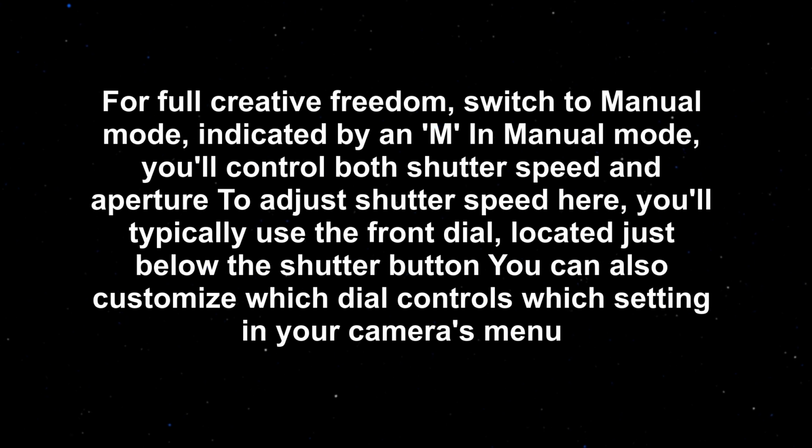For full creative freedom, switch to manual mode, indicated by an M. In manual mode, you'll control both shutter speed and aperture. To adjust shutter speed here, you'll typically use the front dial, located just below the shutter button. You can also customize which dial controls which setting in your camera's menu.